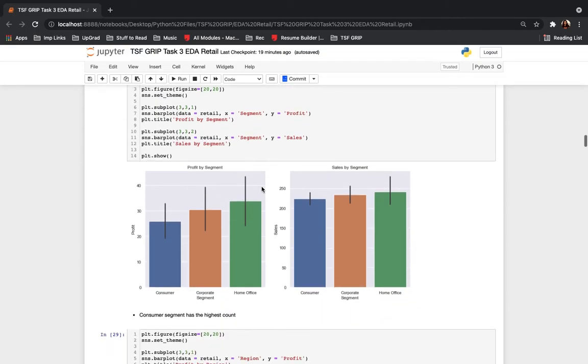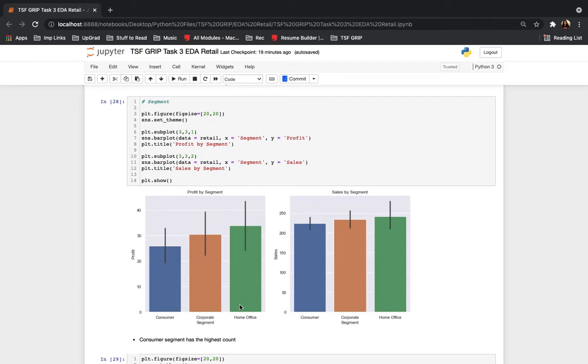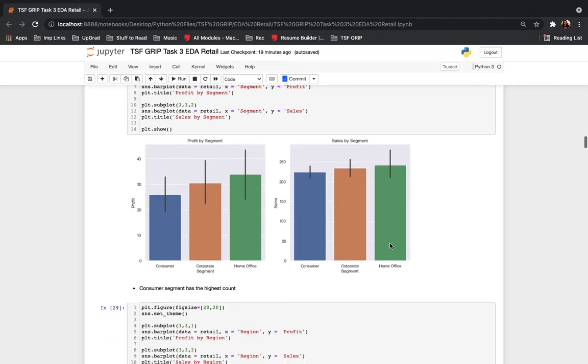Let us now do this analysis with the segment. Home office is highest when compared with profits and also with sales. So sales and profit of the home office segment stands out high.